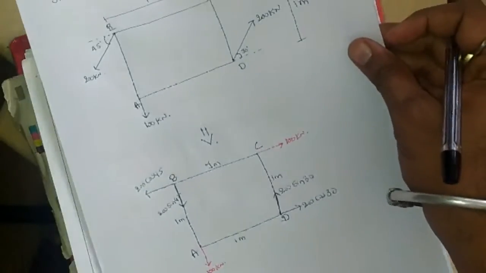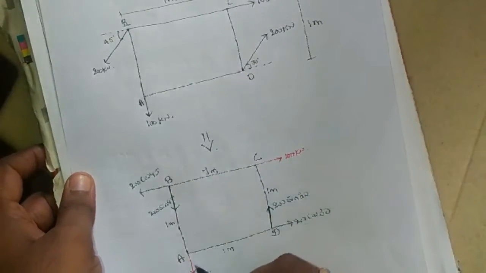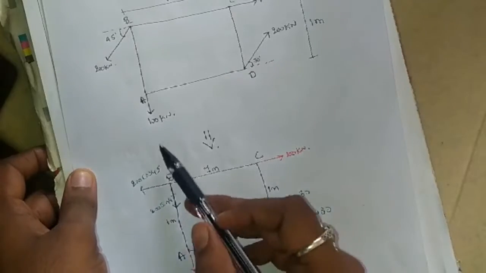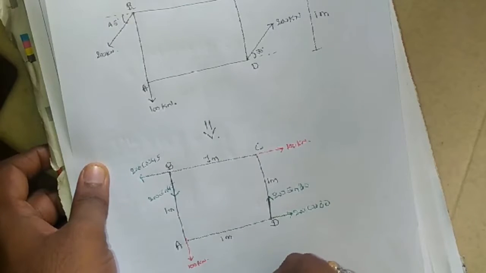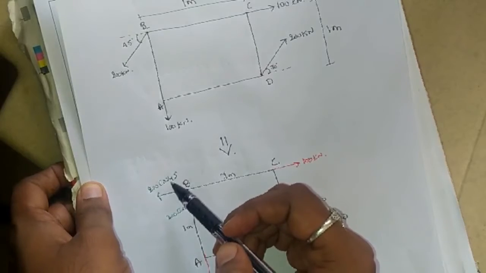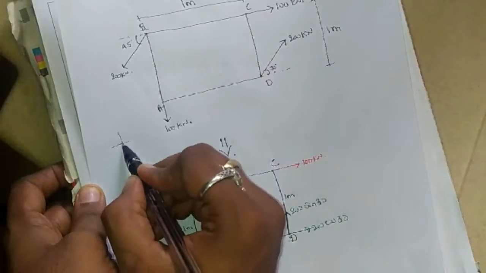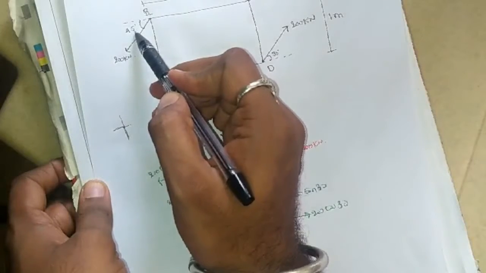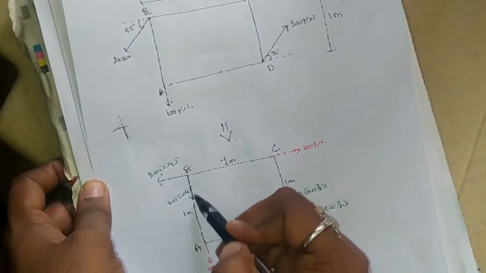I have redrawn this figure. You can see here, this is the given figure. Now this is point A, this is point D, this is point C, this is point B. At point A, 100 kilonewton is acting vertically downwards. At point B, 200 kilonewton is acting in the third quadrant. In the third quadrant, this is the x component, this is the y component. The angle is 45 with respect to the x-axis, so the x component is cos, the y component is sin. So this is 200 cos 45 and this is 200 sin 45.